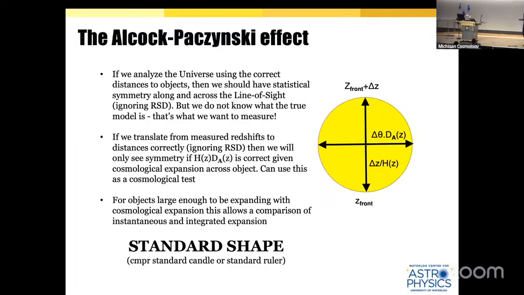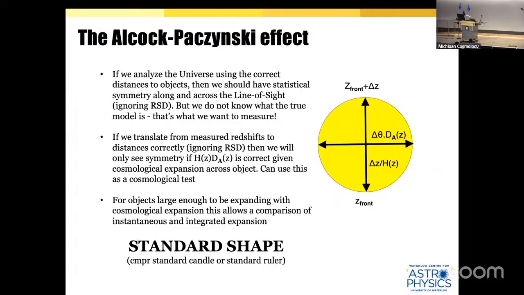Alcock-Paczynski effect, but the Alcock-Paczynski effect applies to a lot more than just the BAO signal. So we can use the fact that we know that the universe should be isotropic and homogeneous to make cosmological measurements. If we use the correct cosmology to convert redshifts to distances, then we should have statistical symmetry, not just in terms of BAO, but in terms of everything. And it turns out that to get this, we need h times dA to be right.